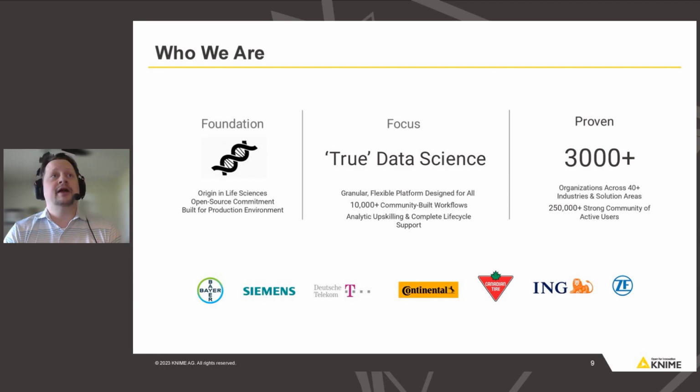So if you're completely new to KNIME, we have online self-paced courses you can take. We have courses with live instructors. And then the Community Hub is just a tremendous resource of seeing what other people are already doing with the tool. We have more than 3,000 organizations across 40 industries using KNIME, 250,000 plus users around the world. And you can see some of the logos here at the bottom of folks who are using us every day.